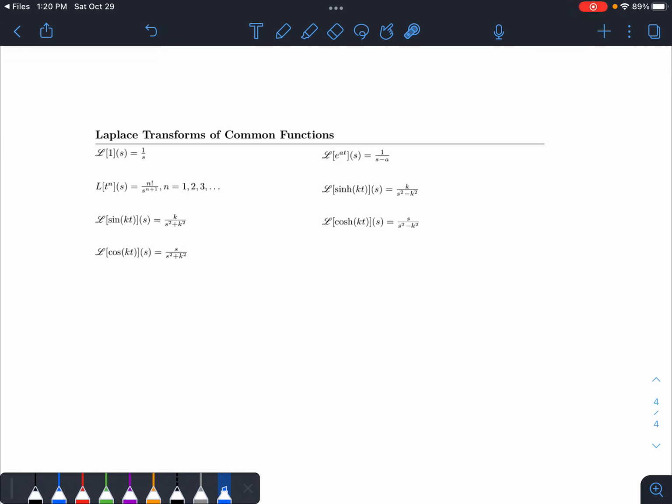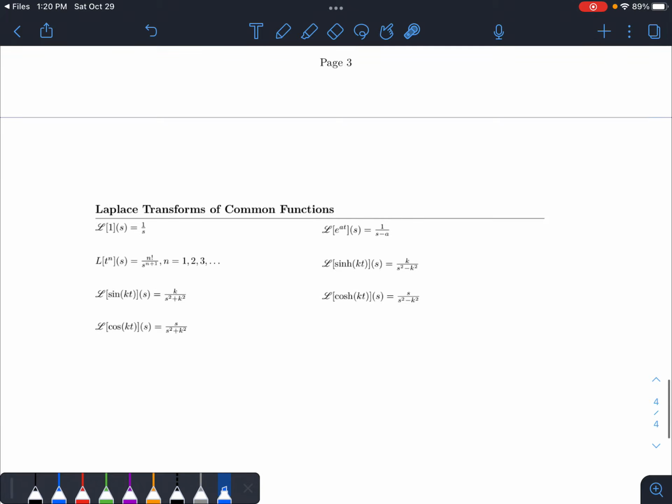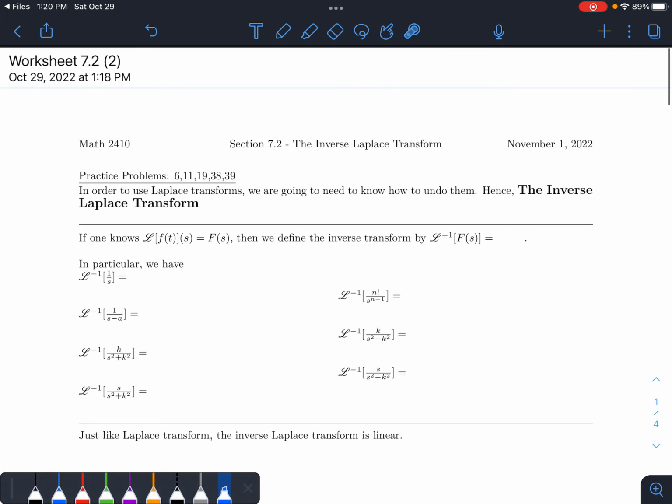So I just copied and pasted this all from the 7.1 worksheet. You should already have this on 7.1, but I just copied and pasted it over here for convenience. We might refer to it a couple times today. So we know the Laplace transform of 1, of t to the n, sine, cosine, e to the something, hyperbolic sine, hyperbolic cosine, pronounced sinh and cosh, whatever.